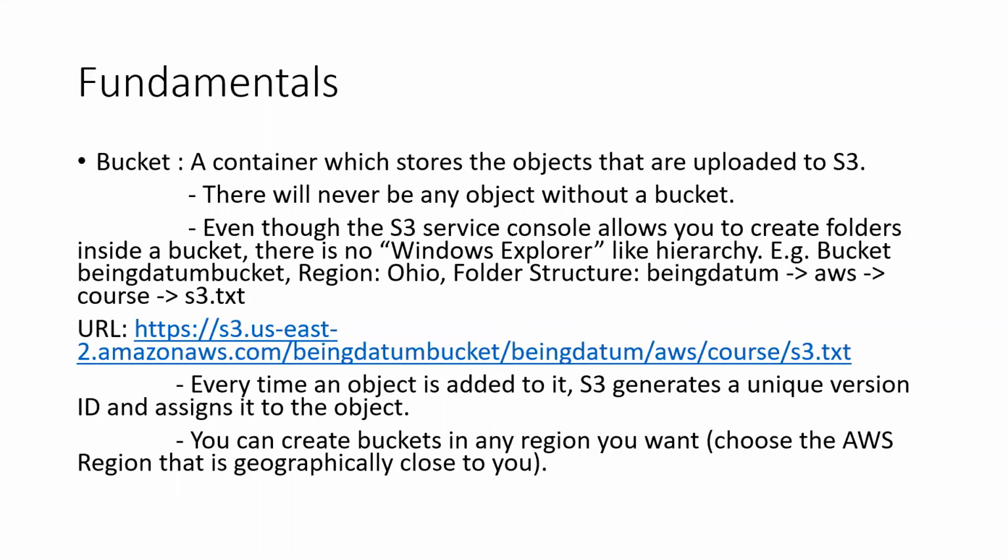Now, if you see the hierarchy structure of a bucket, you might see that it is following some folder-like structure. Let's say I have a bucket named being written bucket in the Ohio region, and in this I have created one more, for an object, known as being data, under which I have AWS course, and under which I'm storing some text file. So when I store the text file in that, it seems like a folder hierarchy structure. But it's actually a flat structure in S3.